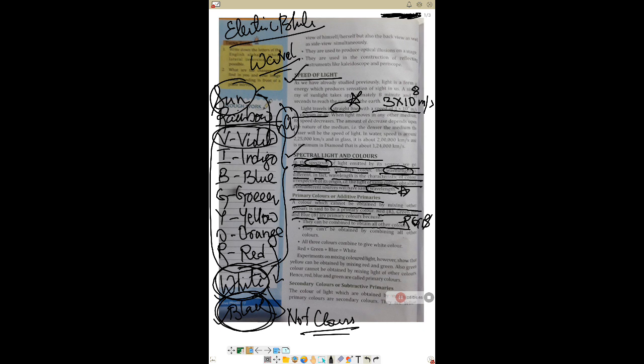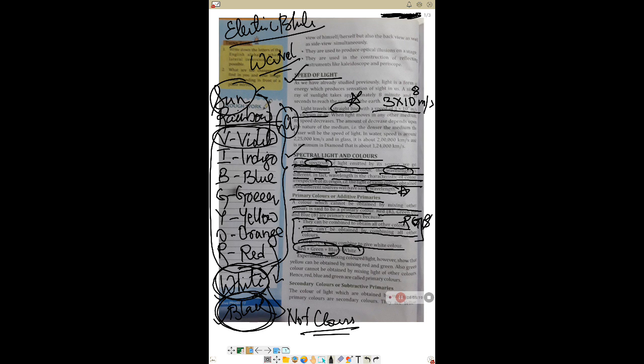So why do we call them primary colors? Because you can combine them in some fixed proportion to get any other colors. If you mix these 3 colors, you can get any other colors which are present. So that's why they are called primary colors, and these colors cannot be obtained by combining any other colors. This is the second reason for calling these three colors primary colors. All three colors combine to give white color. So you see, if you mix red, green, blue, what do you get?